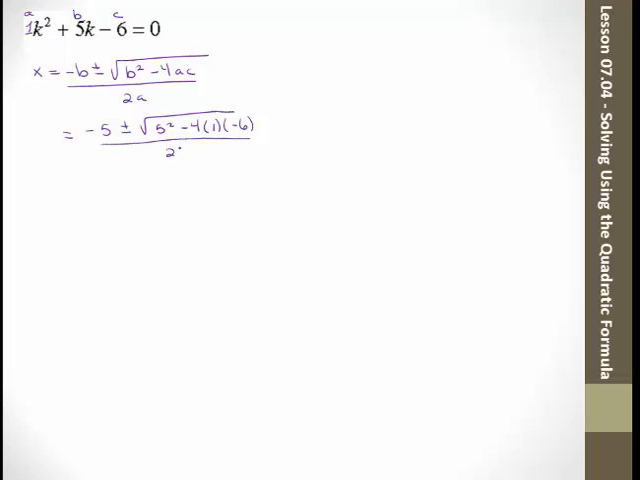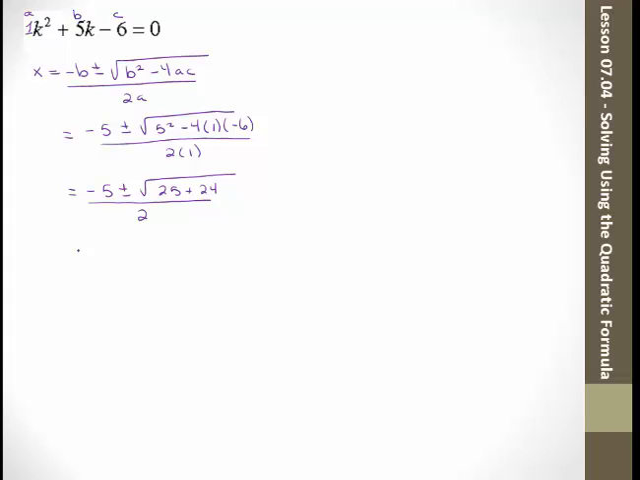X equals negative b plus or minus the square root of b squared minus 4ac over 2a. Negative 5, because b is 5. 5 squared minus 4, a is 1, c is negative 6 over 2 times a, which is 1. That gives me negative 5 plus or minus the square root of 25 plus 24. Negative 4 times 1 is negative 4 times negative 6 is positive 24.